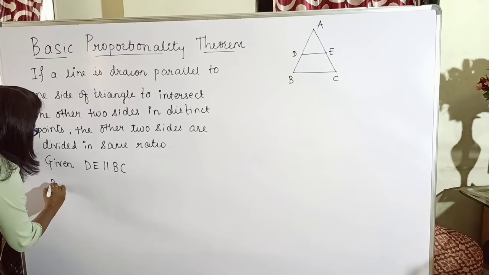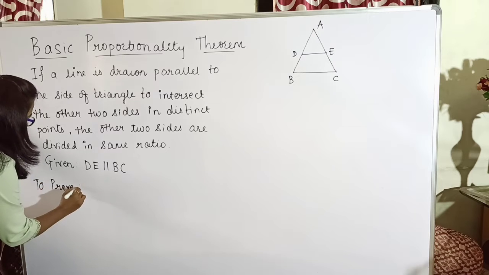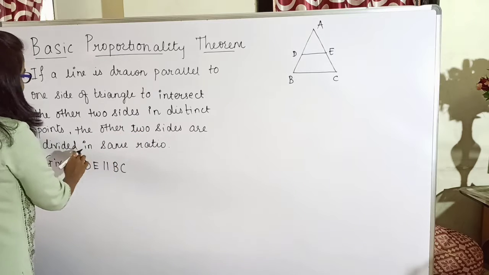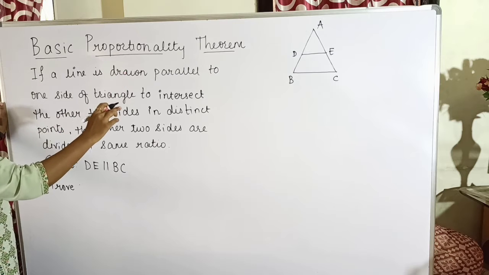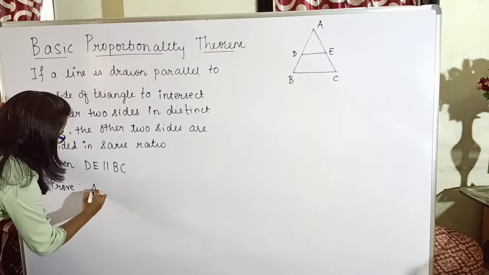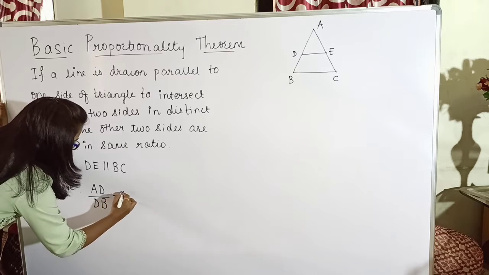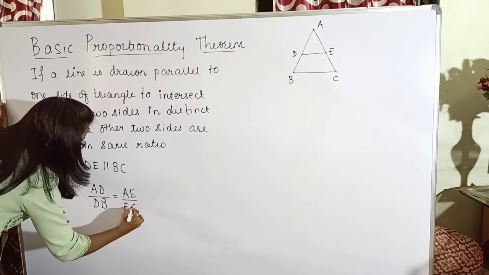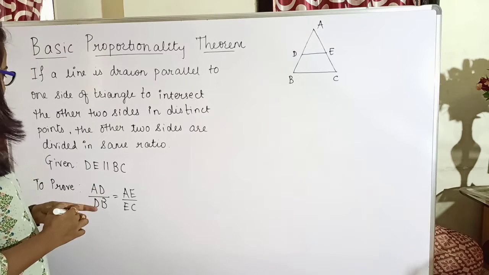Now, what will be your to prove? The last statement of the theorem says the other two sides are divided in the same ratio. It means AD by DB is equal to AE by EC. That you have to prove. So my to prove will be AD upon DB is equal to AE upon EC. Let us see how we can prove this.